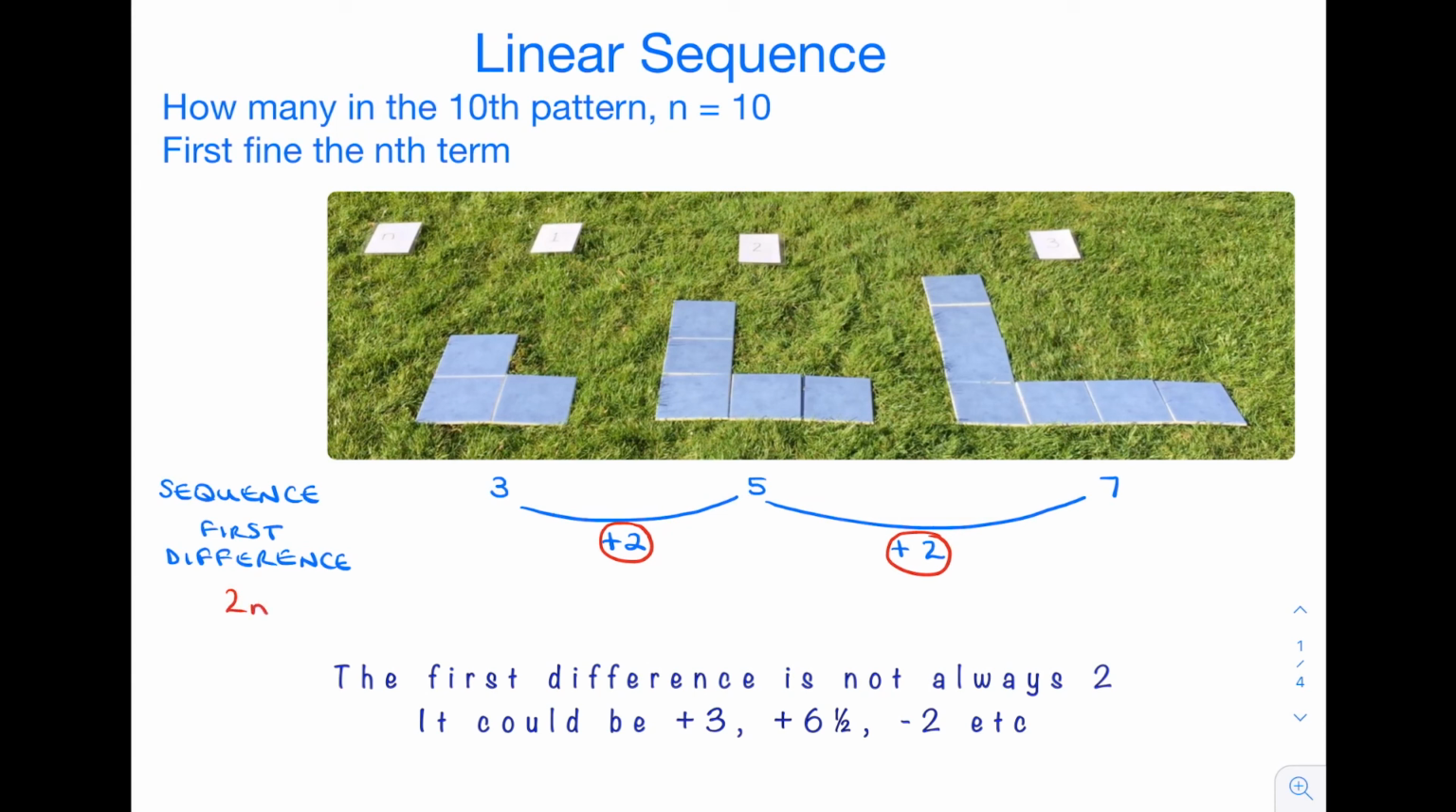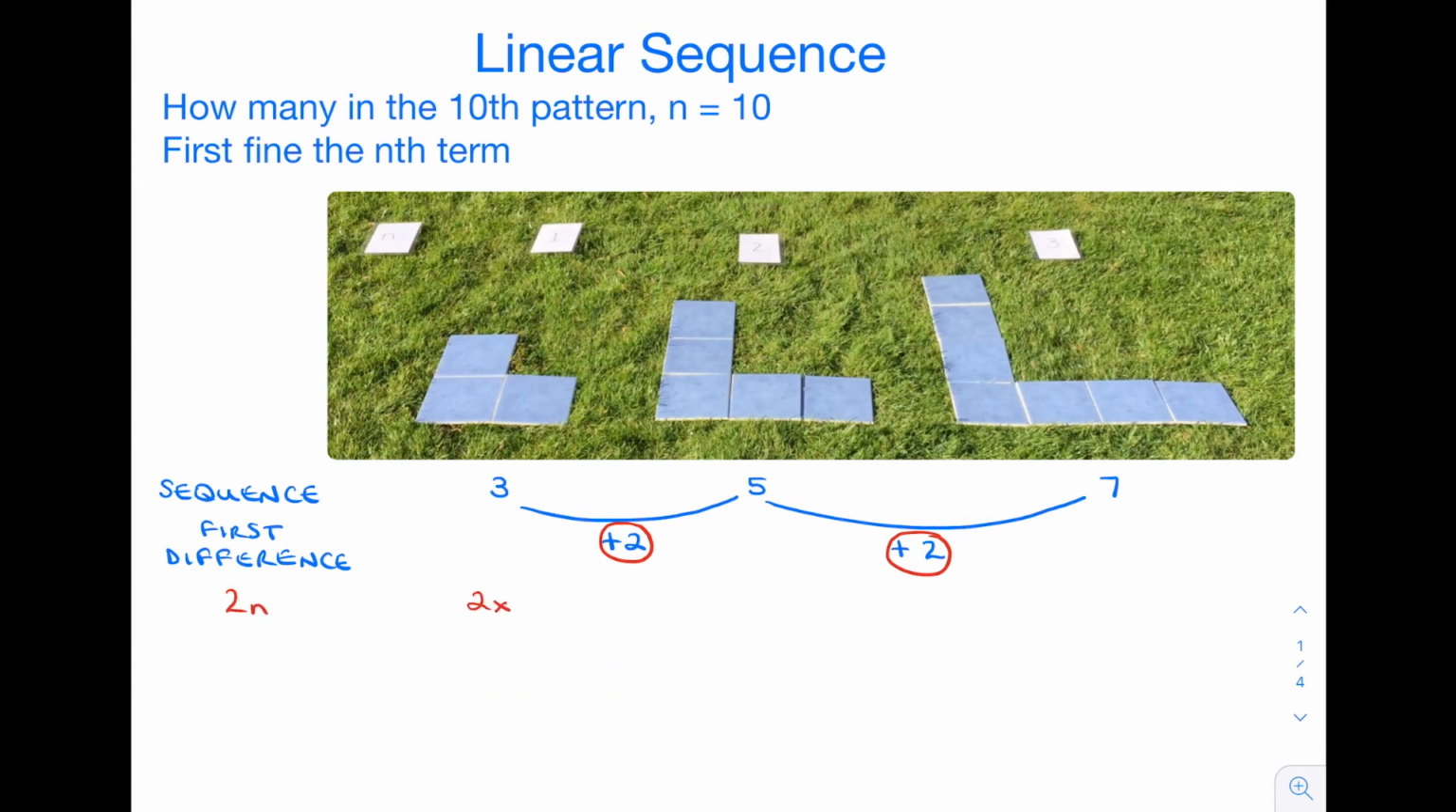So write out the sequence 2n, which is the 2 times table. So for the first pattern, n is 1, 2 times 1 is 2. For the second pattern, n is 2. 2 times 2 is 4. And the third pattern, 2 times 3 equals 6.